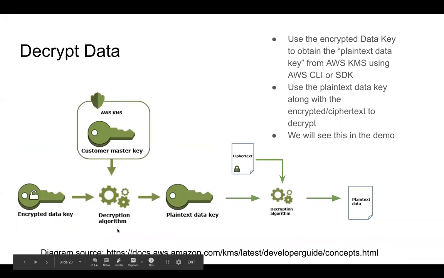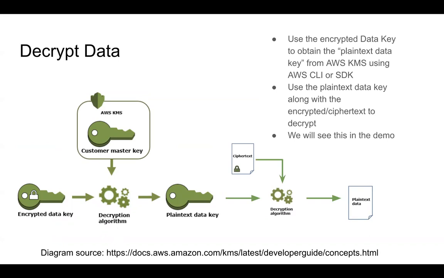This is from Sai, asking how does the receiver get the plain text key, since the receiver can be outside AWS? That's a good question. Within AWS, there's something called cross-account access. You can provide access to people who are outside of your AWS account.